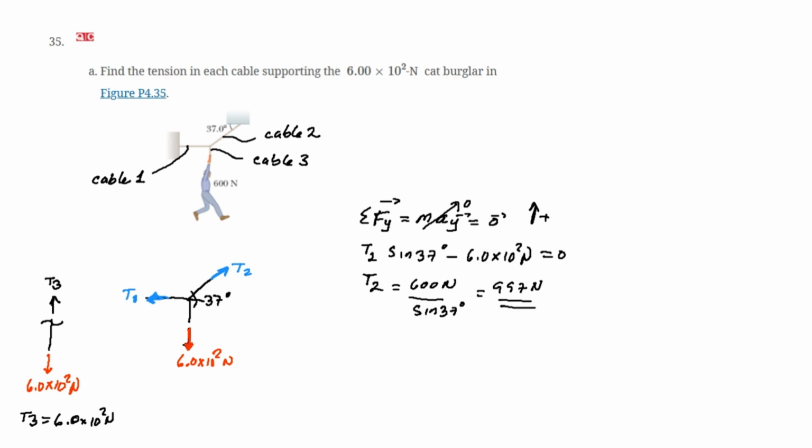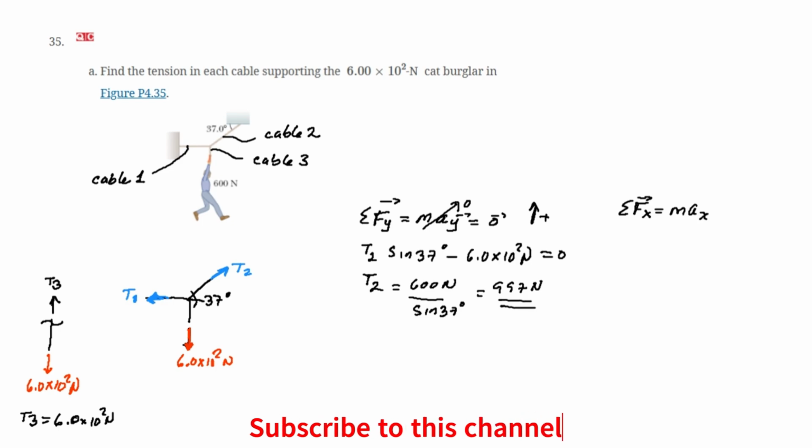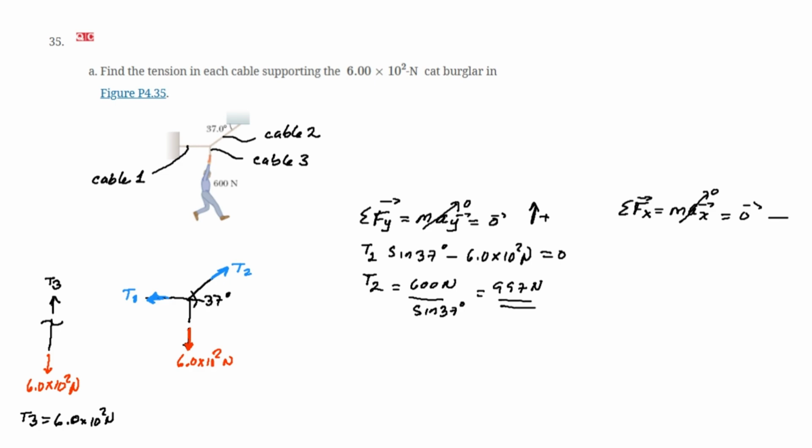Now we will sum the forces in X, which is equal to the mass times the acceleration in X, but there is no acceleration in X, right? So this is equal to 0. So now which are my forces in X? Well, we have the horizontal component of tension 2, which I will take as positive since the force is pointing to the right. This is a convention. So we say the X component of tension 2 is tension 2 cosine of 37 degrees, minus tension 1, equal to 0.